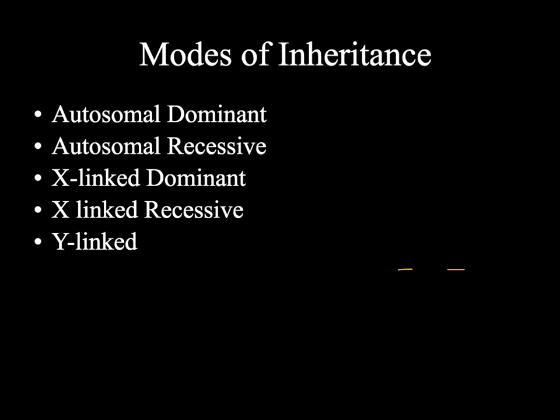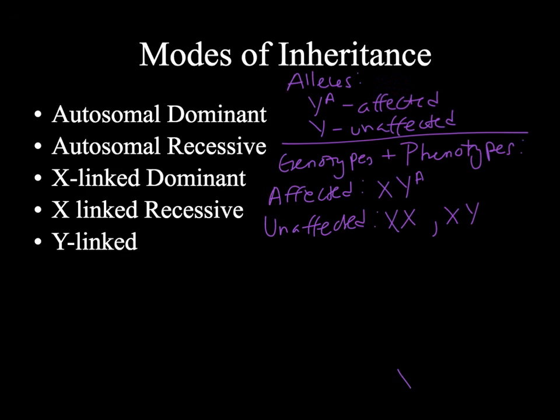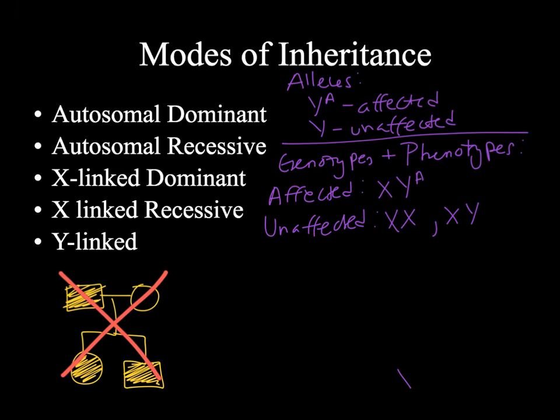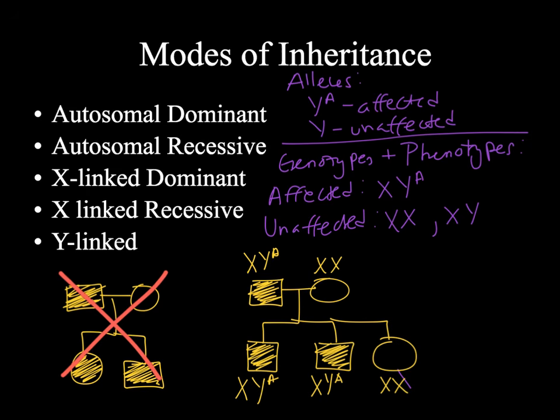Now, our final mode of inheritance is Y-linked traits. You're not going to see any dominant and recessive inheritance here because you'll only ever have one allele. This trait is carried on the Y chromosome, and therefore only men can be affected. So if you're looking at a pedigree and you think that you're seeing Y-linked inheritance, you'll notice that there are no women affected by this trait, and if a father is affected, all of his sons must be affected because he gives his affected Y chromosome to every single son.